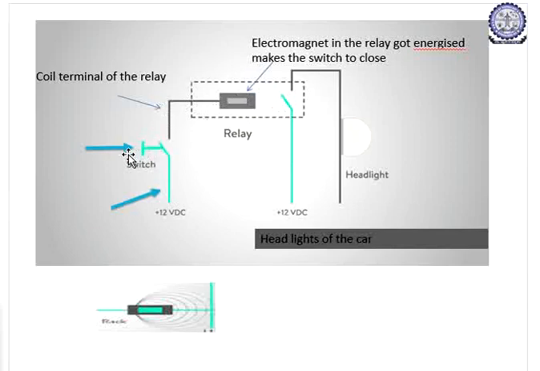Whenever the switch is pushed while driving, the coil terminal of the relay starts connecting to that circuit. So the electromagnet in the relay gets energized and makes the switch closed, so that the headlight will be glowing. How will that electromagnet in the relay be energized? This way. I think you can identify.